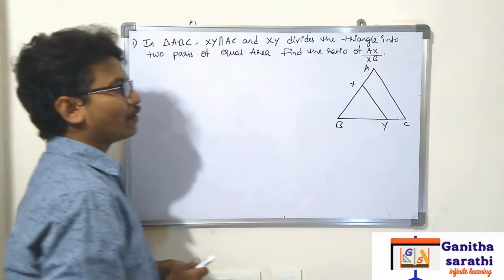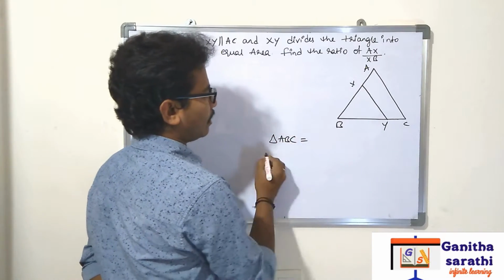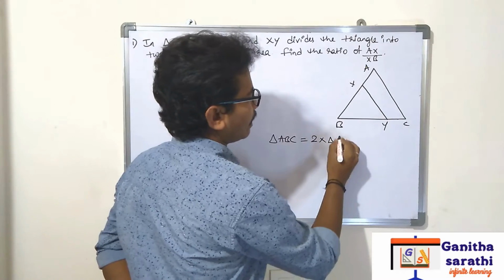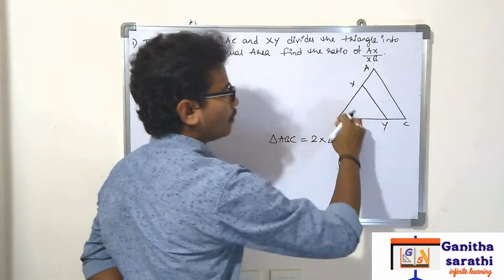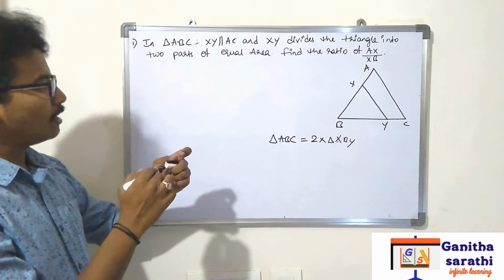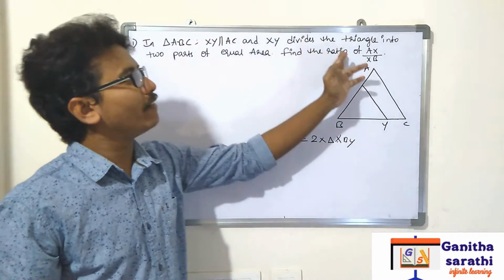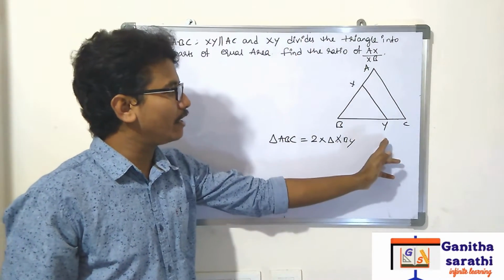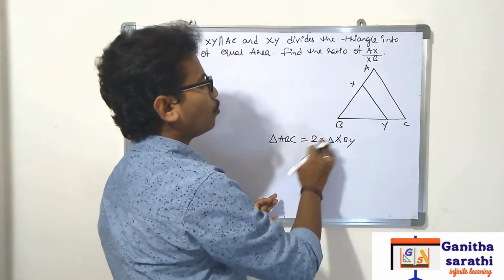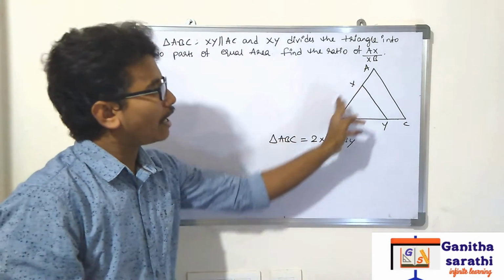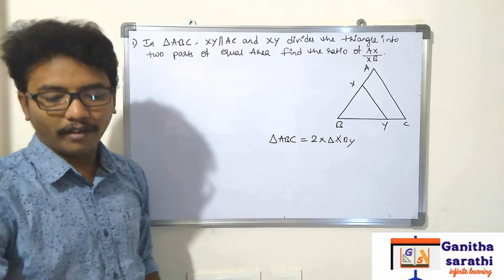What is the meaning of that? The meaning is triangle ABC is equal to 2 into triangle XBY. That is the meaning, right? In triangle ABC, XY is parallel to AC and XY divides the triangle into two parts of equal area, which means triangle ABC is equal to 2 into triangle XBY. Remember that. We will use that in the theorem.